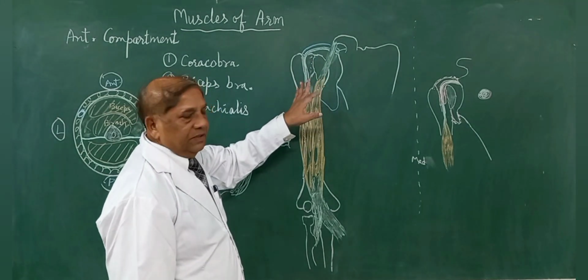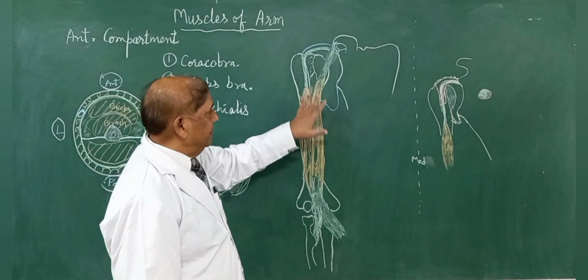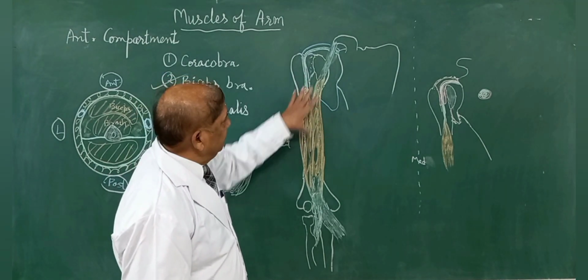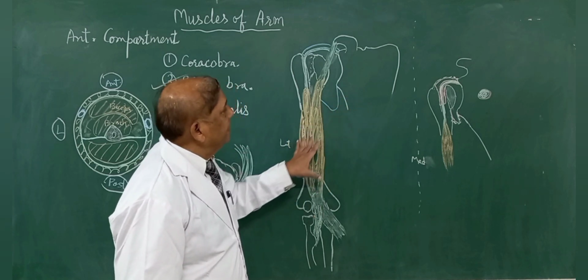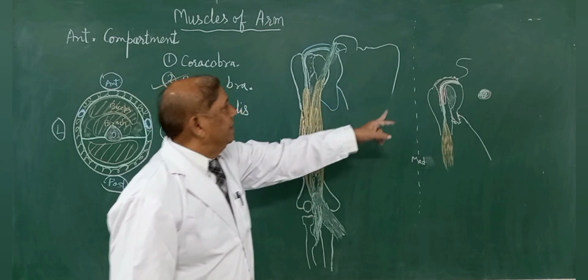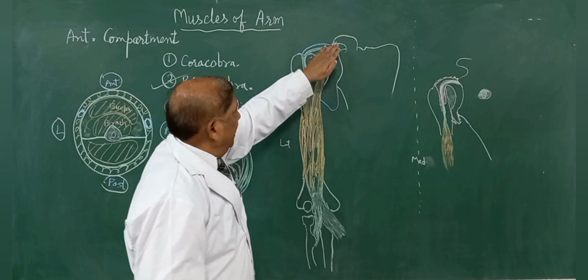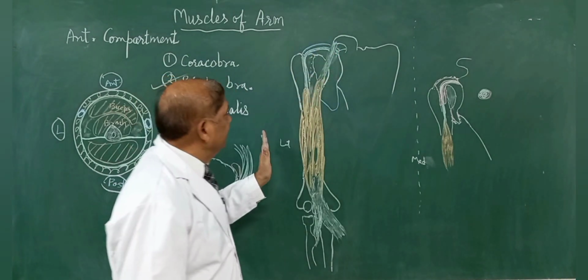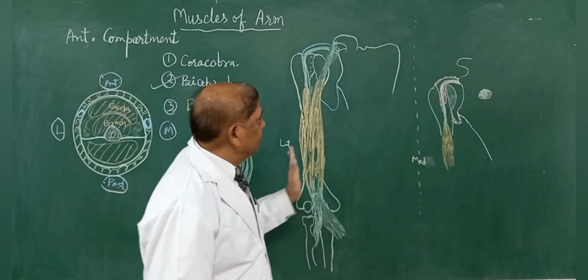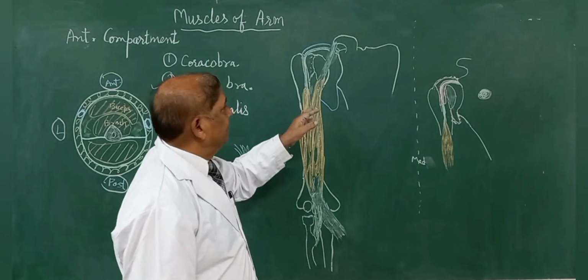The action of the short head as well as the long head combined. Since the muscle, when it contracts, will pull the lower end towards the medial side, because this is the medial plane and the muscle is going from medial to lateral. So when it contracts, it will try to pull the humerus towards the medial side.